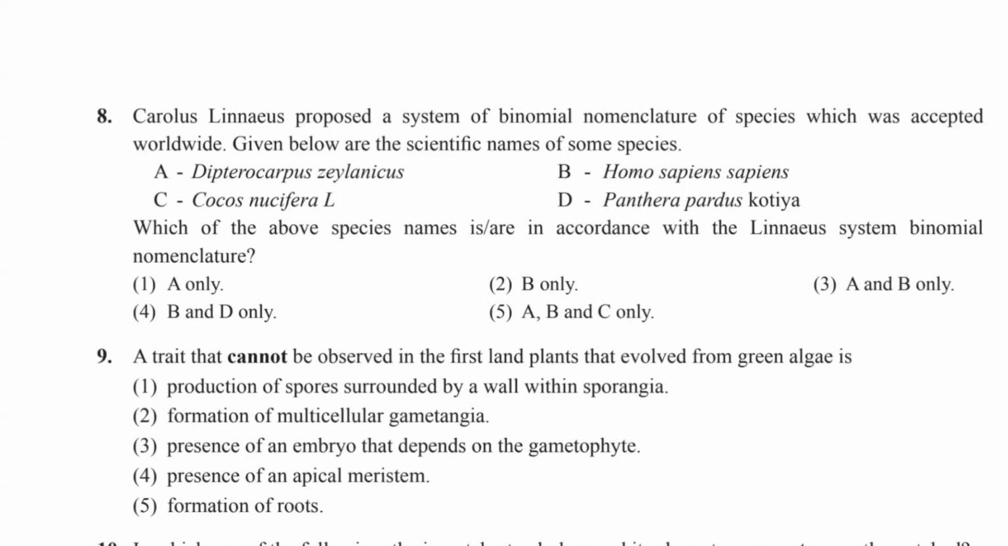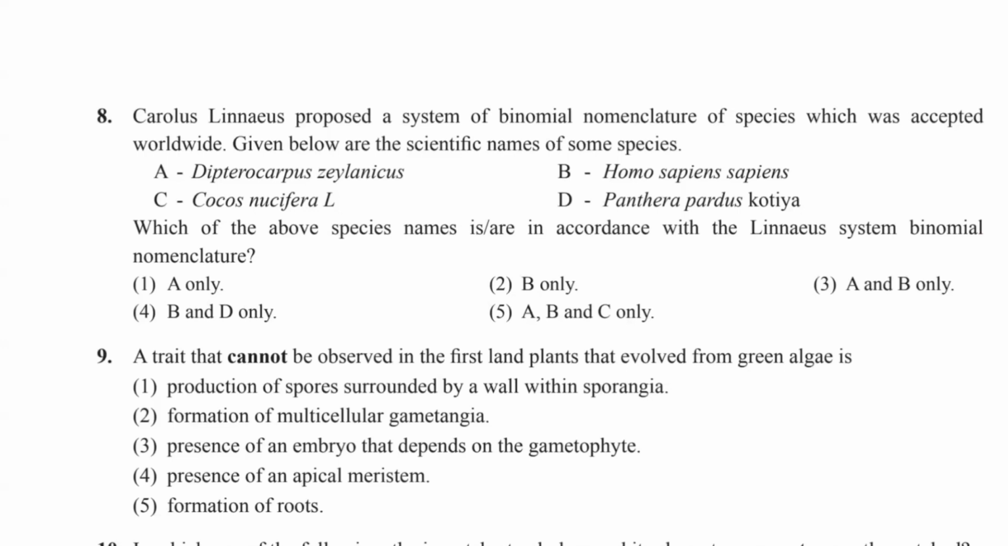D, Panthera pardus cotia. Cotia කියන එක italicized කරලා නැහැ. හරිද? එතන cotia කියන්නේ subspecies එකක් or a variety. Right? Here this cotia word should also be italicized. So D is also incorrect. Only A and B correct. Answer number 3.